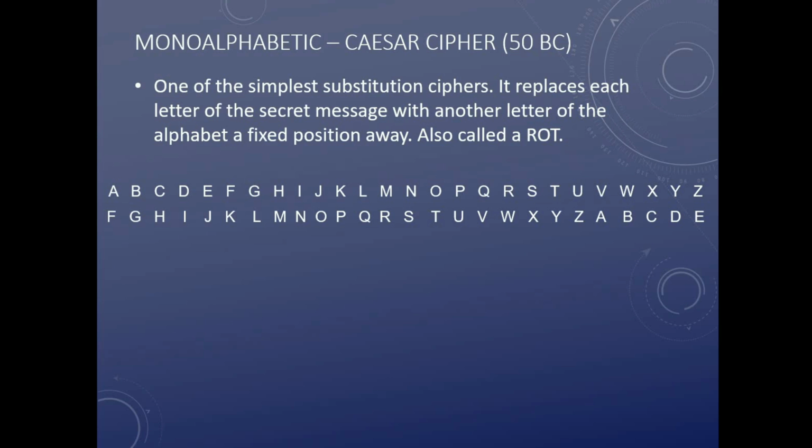This one I slid over to F. So now A's are F's, B's are G's, C's are H's. So I slid the entire alphabet over by 5, so it's known as a rot 5. If our secret message is "this is a secret message," that's the first line. Now we take a look at the first line and find the T, and we look at the second line, and for every T we substitute it with a Y. For the H we substitute it with an M, and we end up with something like that.